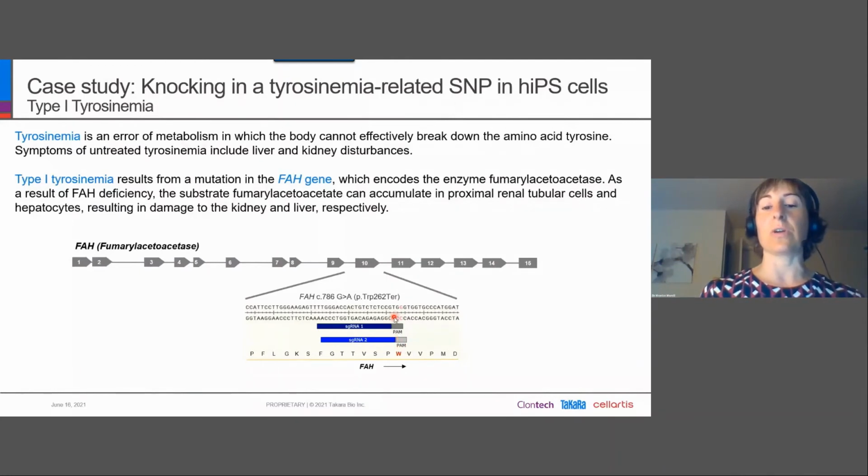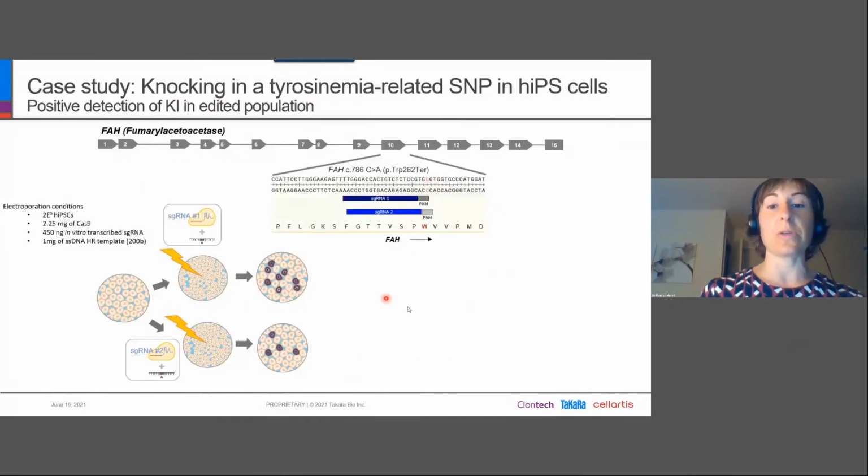So actually, we don't need to introduce silent mutations here. The SNP will itself mutate the PAM. In this case, we in vitro transcribed the guide, and then we electroporated hiPSCs independently with guide number 1 and guide number 2.